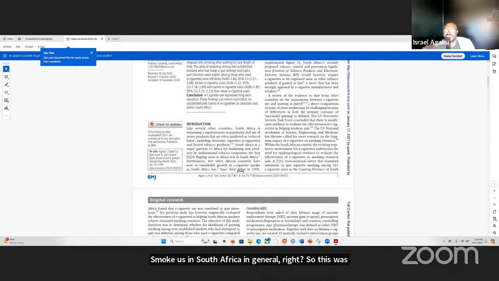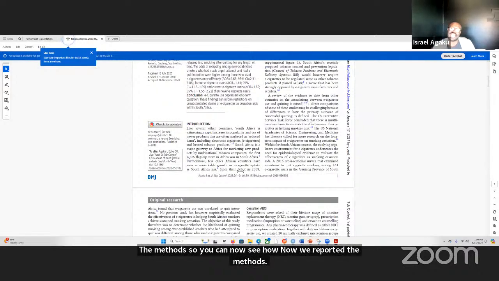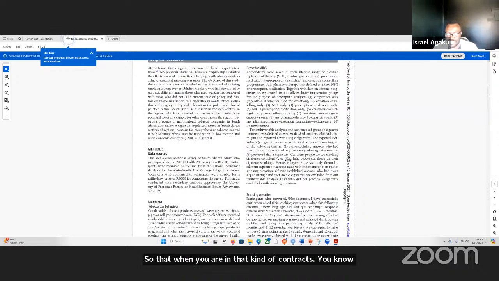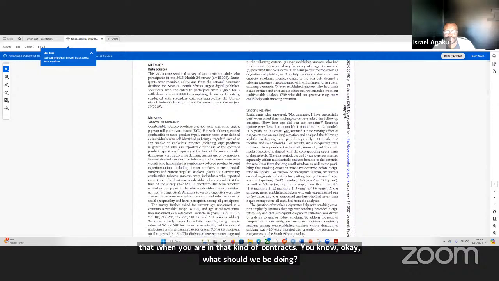Now let's take a little bit of time to look at the methods. So you can now see how we reported the methods, how we reported the limitations as well, and then we can go back a little bit to the methodology. Again, the goal is to guide you through this historical perspective so that when you're in that kind of context, you know what we should be doing or what we should not be doing. So let's take a quick look at the analysis here.